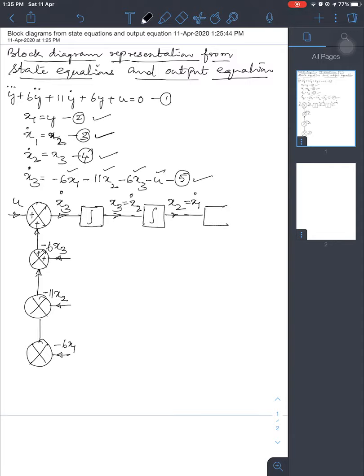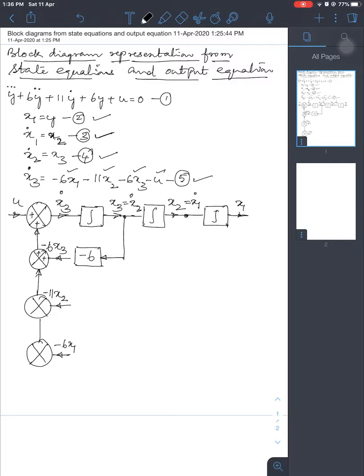We'll pass it through another integrator. So what do we get out of it? It is x1. x1 dot, when integrated, you will get x1. Now we will try to get these signals from these outputs. So minus 6 x3, I have x3 here. I'll take a point at this particular location, pass it through a block having minus 6, and take it here. So x3 when multiplied with minus 6, minus 6x3 is coming, that is getting added here.